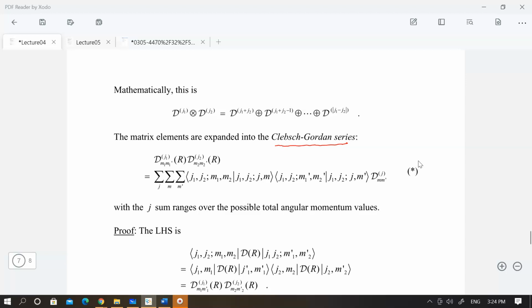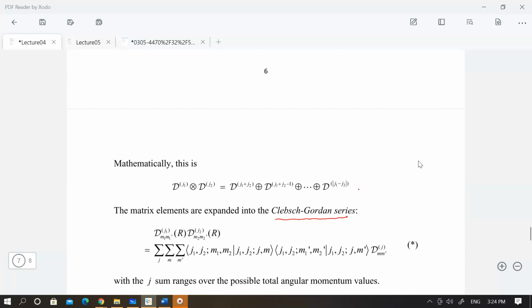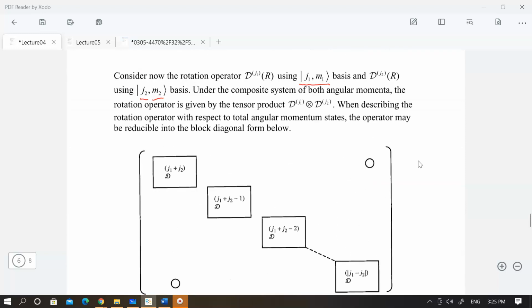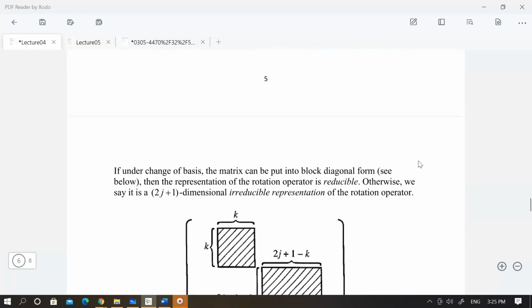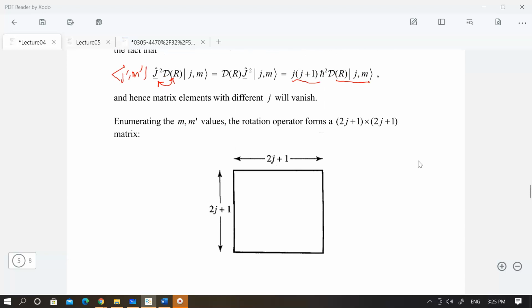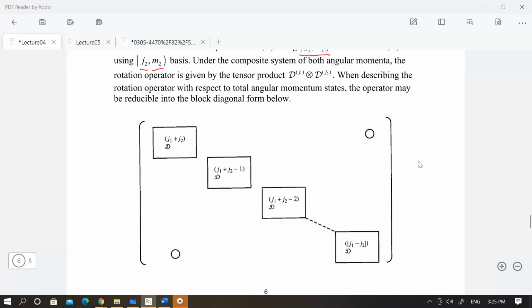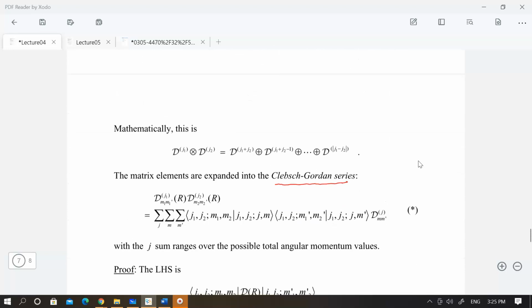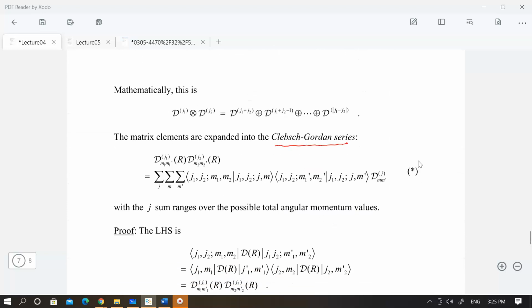I'm missing something. Let me just recall what I did earlier. See if there's any. No, not this. There must be a different equation that I'm following here.